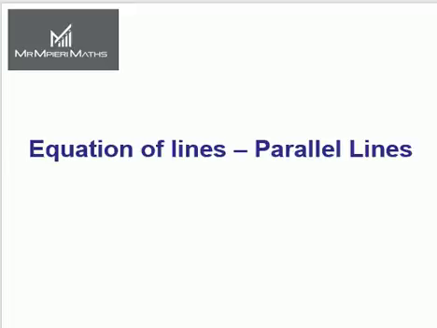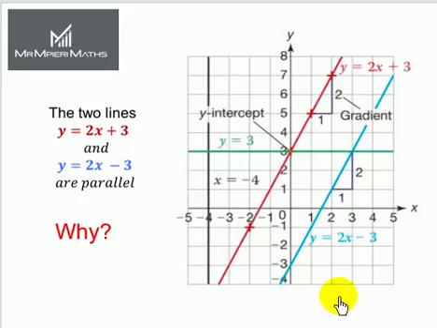Equations of lines, and we'll be focusing on conditions for parallel lines. Conditions for the equations of lines that are parallel. If you look at this diagram, this graph, the red one, y is 2x plus 3, and the blue one, y is 2x minus 3. These two lines, as you see, are parallel. The question is, why? What are the conditions we're looking for?